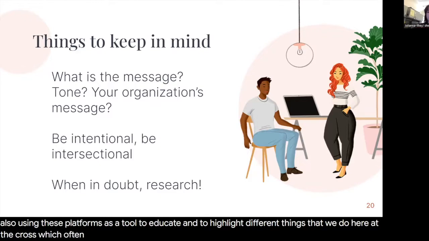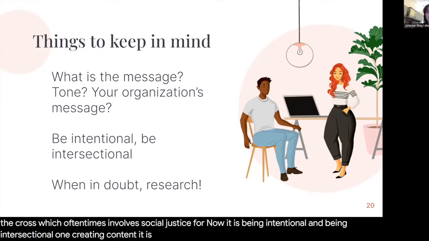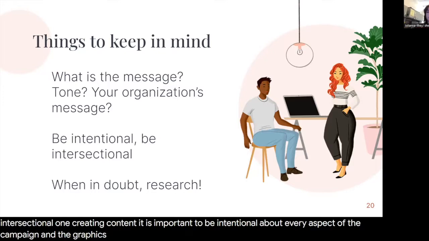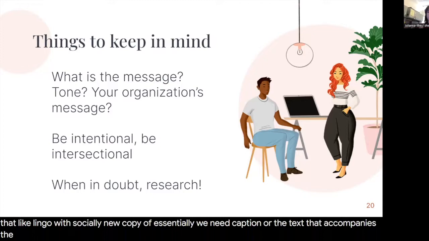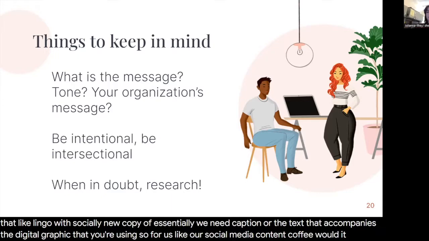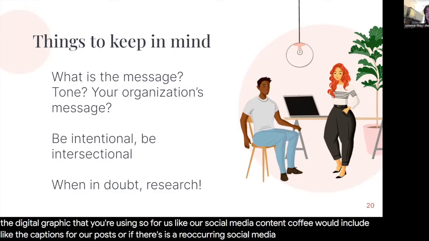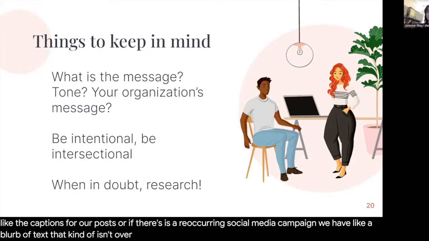The next point I want to talk about is being intentional and being intersectional. When creating content, it is important to be intentional about every aspect of the campaign, from the graphics to the social media copy. For those who are unfamiliar with the lingo, social media copy is essentially the caption or the text that accompanies the digital graphic that you're using. For us, our social media copy would include the captions we use for our posts, or if there is a recurring social media campaign, a blurb of text that gives an overview of what the post will be about and what content we will be showcasing.